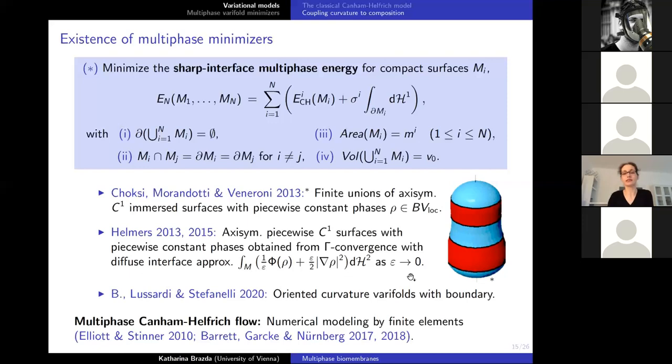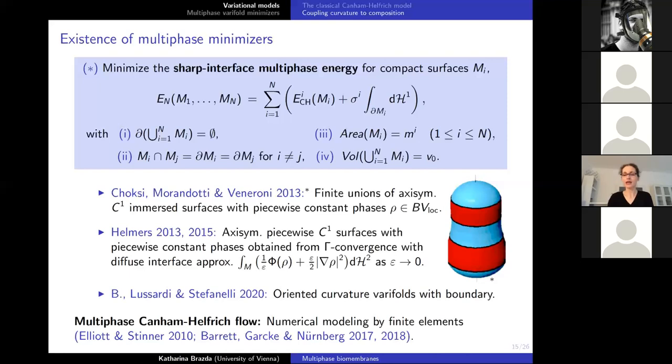of the density rho. And then just recently, together with Luca and Ulisse, we obtained an existence result without any symmetry assumptions, but we work with oriented curvature varifolds with boundary, and I will just come to this result in a moment. But first, let me also mention the Canham-Helfrich flow for multiple phases. To the best of my knowledge, there are only numerical modeling studies up to now, but they have really nice pictures, and I really recommend you look at these publications because you see really nice shapes.